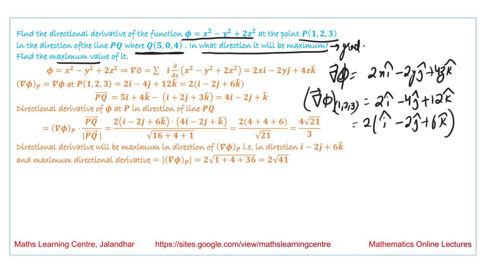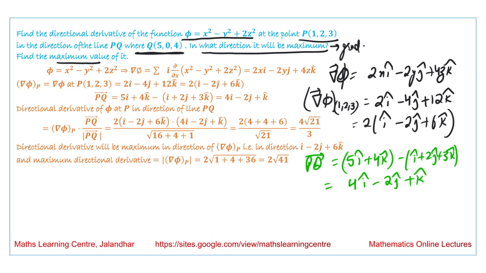Now if this is the point P and Q, then the PQ vector is equal to (5 i cap plus 4 k cap) minus (i cap plus 2 j cap plus 3 k cap). The answer is 4 i cap minus 2 j cap plus k cap. So the directional derivative of phi in the direction of line PQ is given by the gradient of phi at P dot the PQ vector divided by the length of the PQ vector.